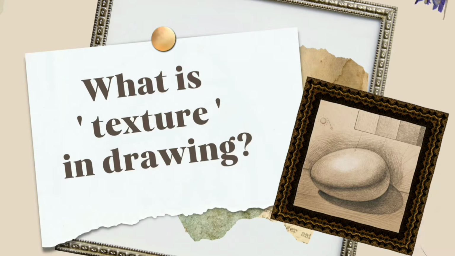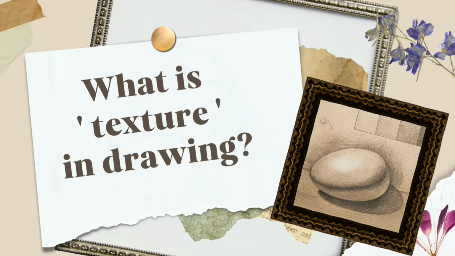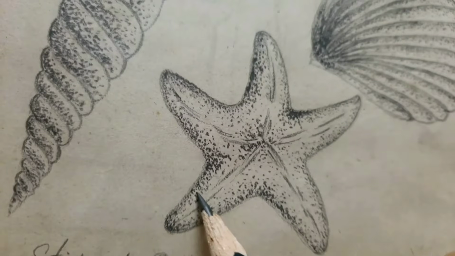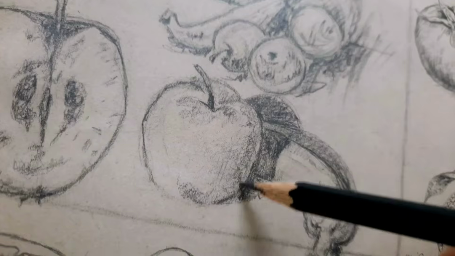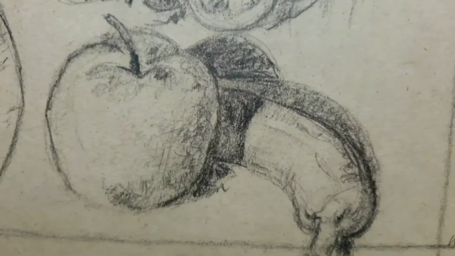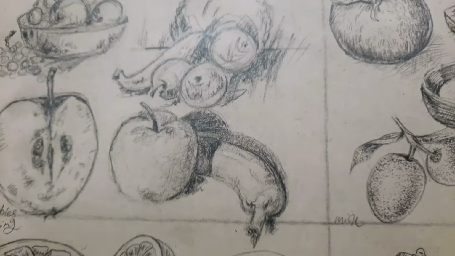What is texture in drawing? Texture is how a surface feels. Smooth, bumpy, rough, soft, hard. In drawing, we can't touch the paper, but we can use lines to give the illusion of texture.